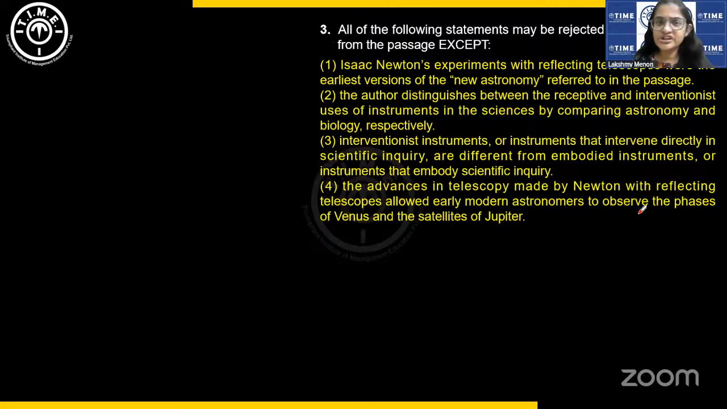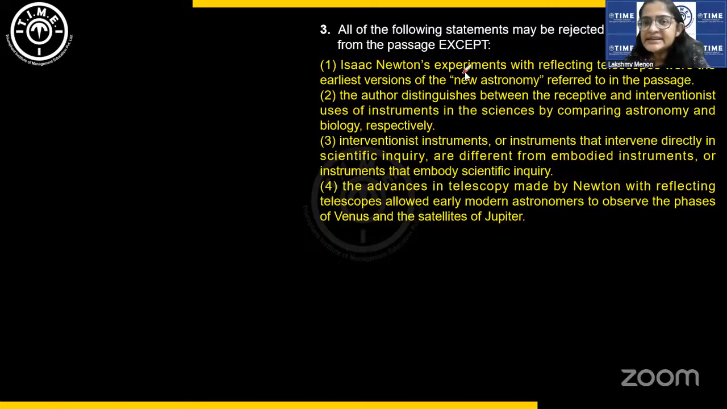One more question here. All of the following may be rejected as valid inferences from the passage except. Except means what? Which one cannot be rejected as a valid inference means what? Which one is a valid inference? Simplify the question statement first. That step is required. The statement that cannot be rejected as a valid inference is the statement that is a valid inference. So let us rephrase the question as, which of the following is a valid inference from the passage? That is the answer you have to pick. Now, isn't it simple?